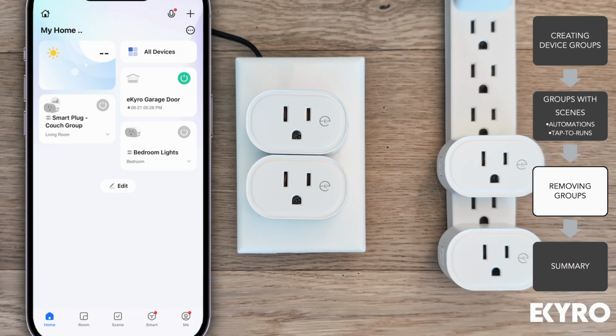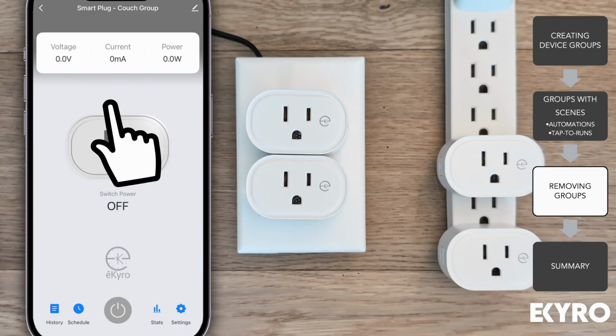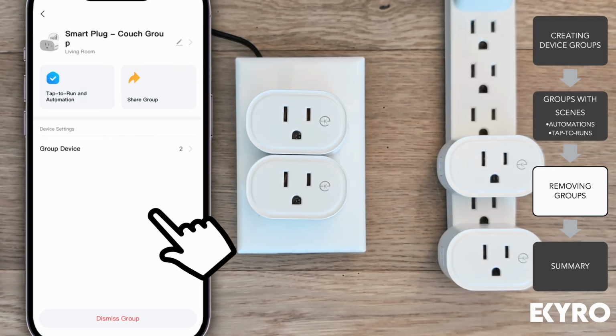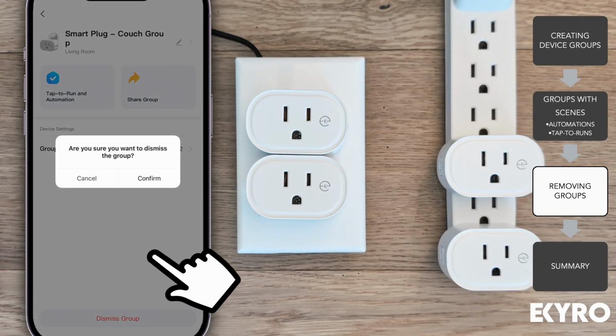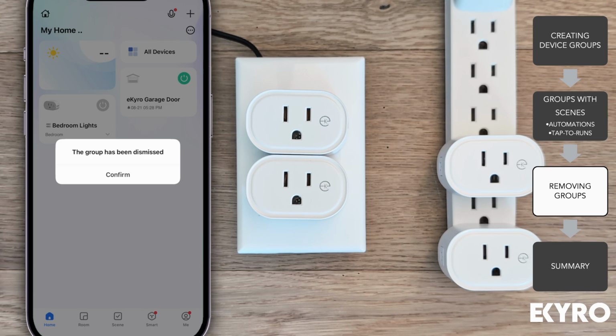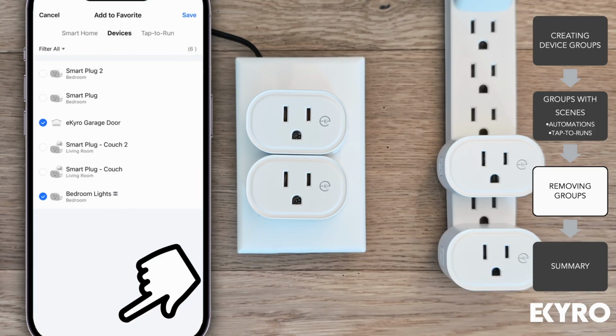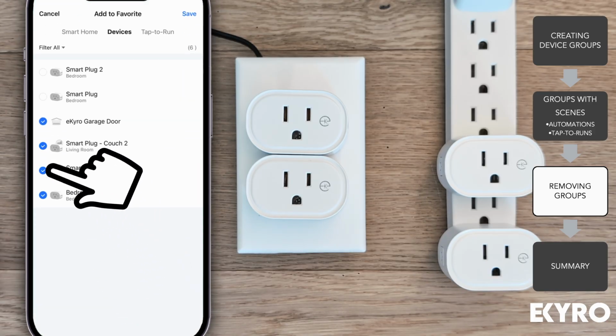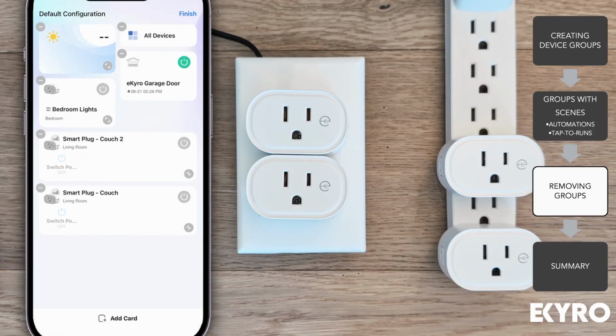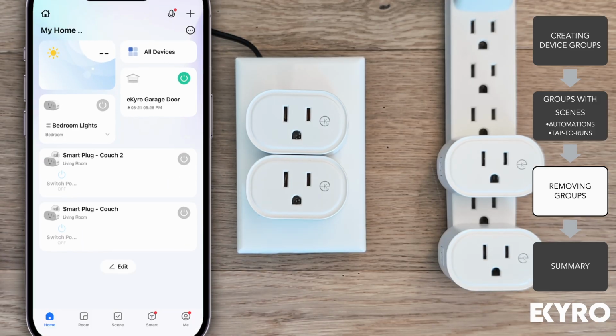If you no longer want a group and would like to remove that group, it's as easy as going into the group, selecting the pencil icon, and dismissing that group. I'll select confirm, and now that group has been removed. And maybe I want to bring back those individual icons, so I'll select the edit button, select add card, and then I'll bring those individual items back. So there you can see I have those individual items. I'll select finish, and then those items are back, and the group has now been removed.